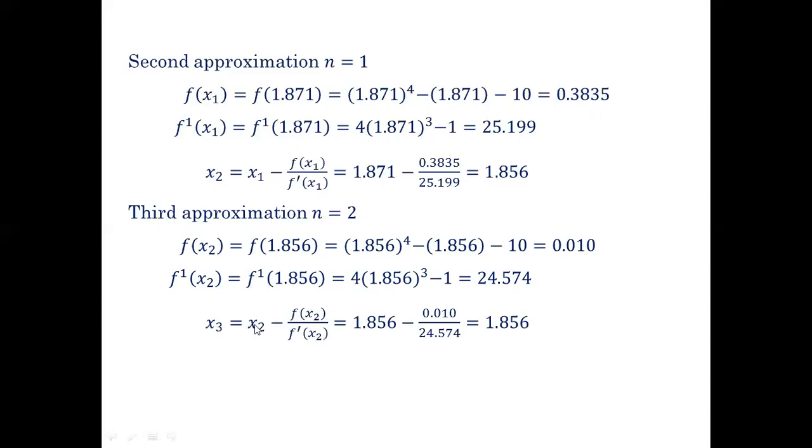Therefore, x3 is equal to x2 minus f of x2 by f dash of x2. Substitute x2 is 1.856 minus f of x2 is 0.010 by f dash of x2 is 24.574. After simplification, we get 1.856. You just compare x3 and x2. Both values are the same. Therefore, x2 is equal to x3. The required solution is 1.856.